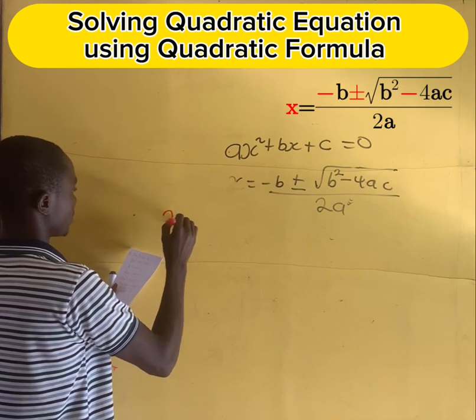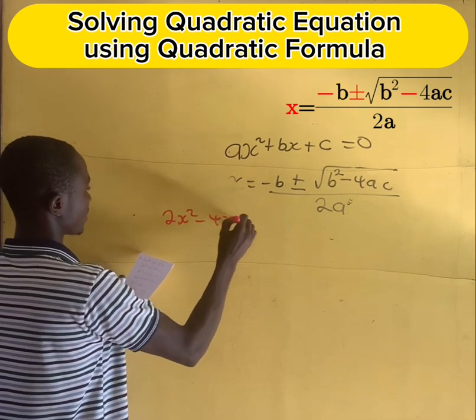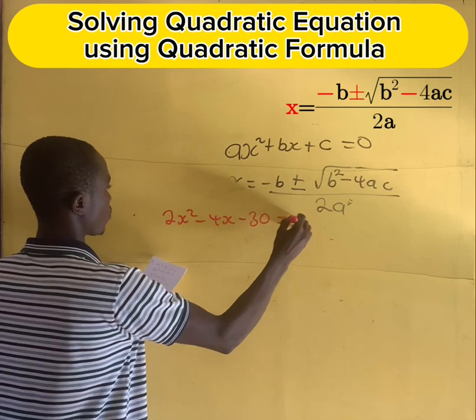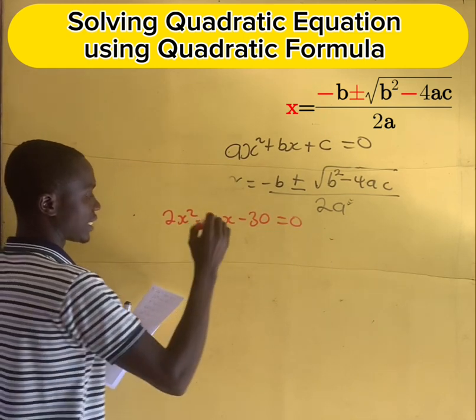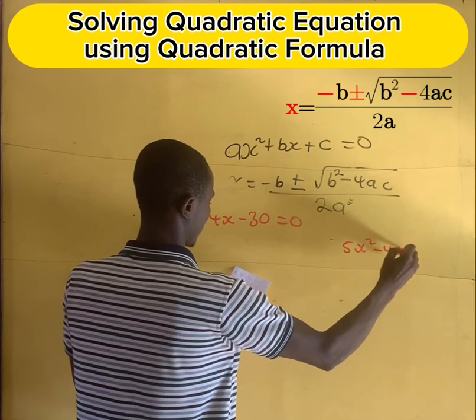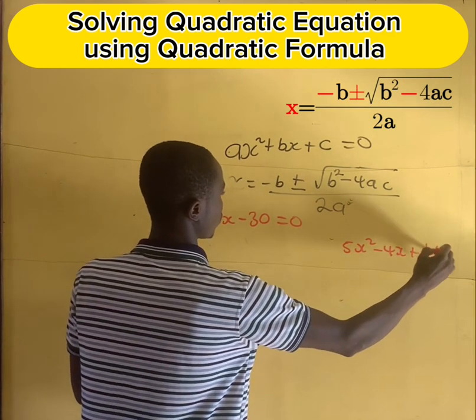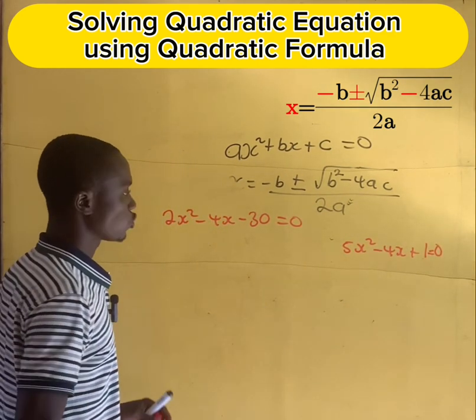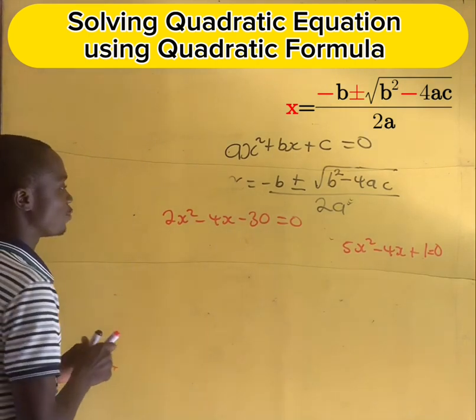2x squared minus 4x minus 30 equals 0. You will do this one. And you will do 5x squared minus 4x plus 1 equal to 0. You will do that one too. So we are going to do them in the same way.